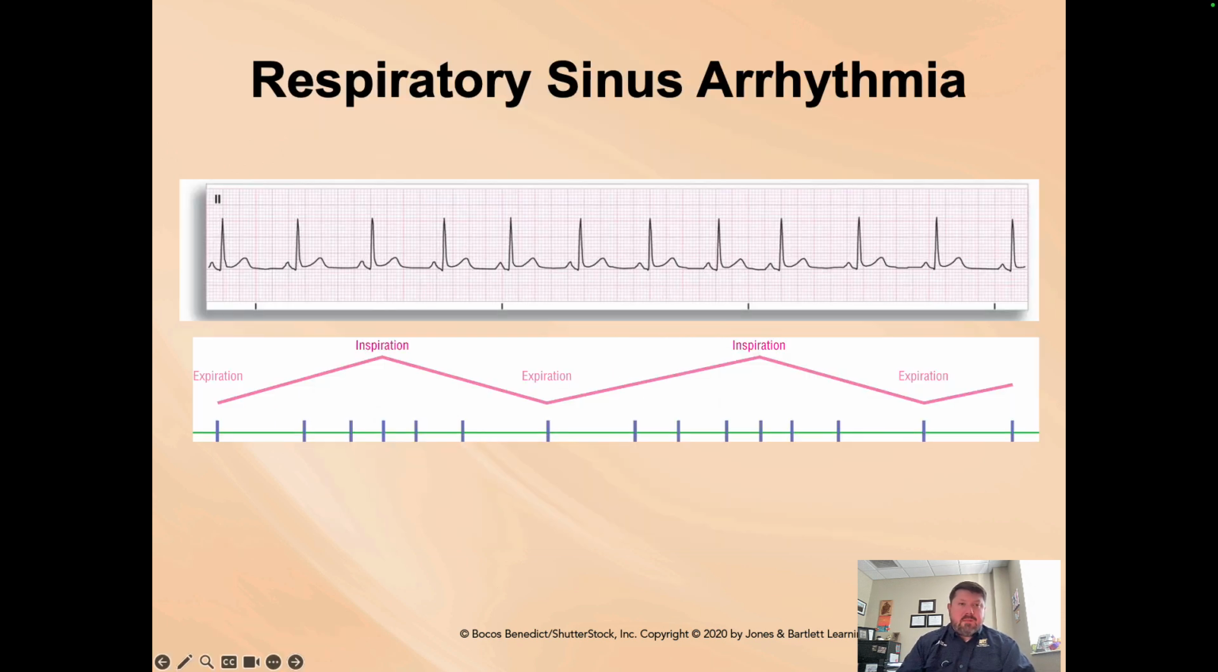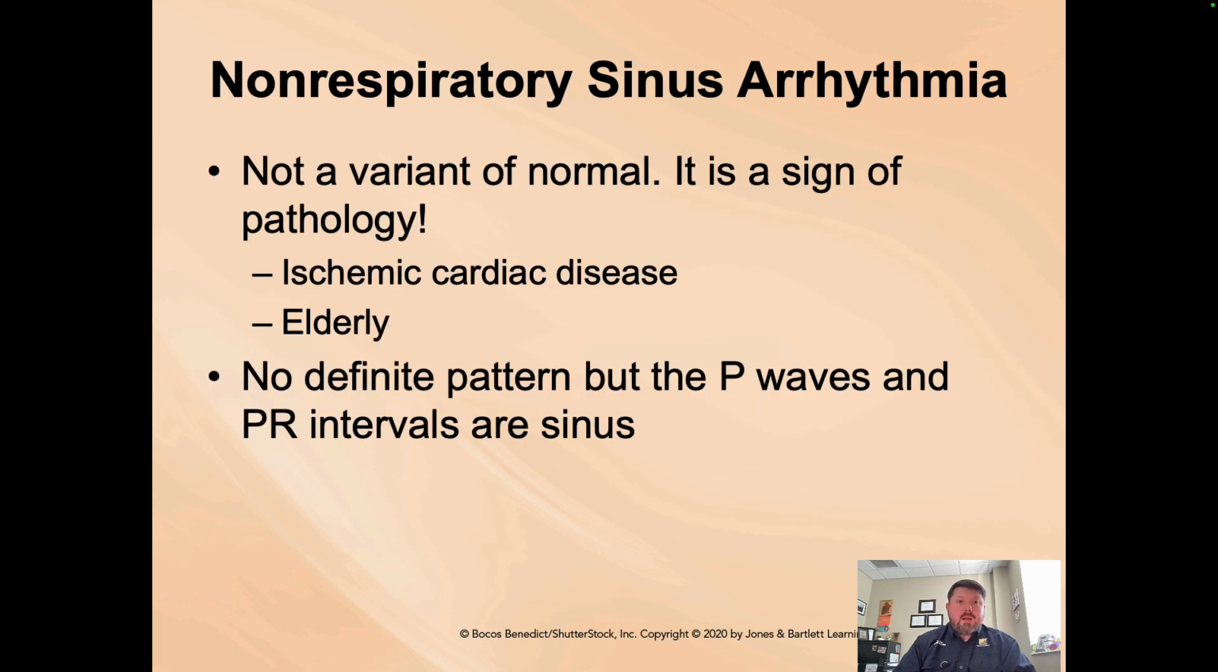So this is an example of respiratory sinus arrhythmia. If you notice, you are irregular and then regular on inspiration, and then on expiration you have changes in your R to R or your P to P. Non-respiratory sinus arrhythmia is not associated with the respiratory cycle or any other physiologic event, and it's not a variant of normal. So oftentimes, if they've got an underlying cardiac issue, it could cause a sinus arrhythmia.